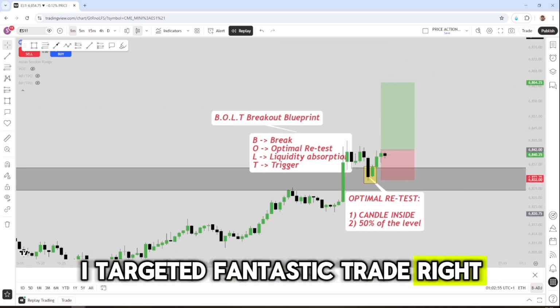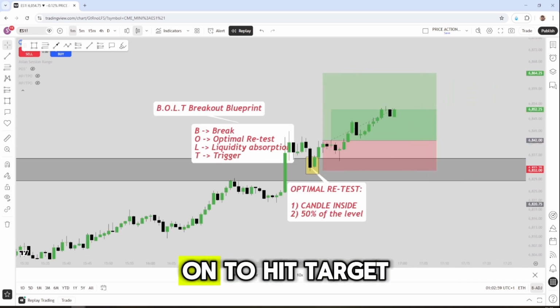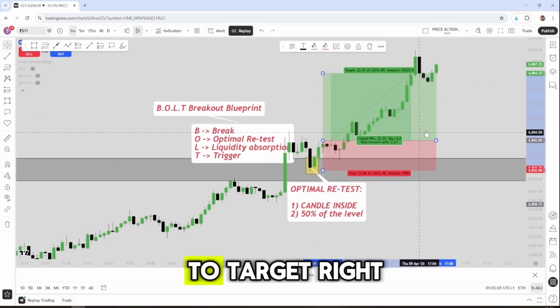Fantastic trade, right? Look at that. So there we go. Perfect trade. And I think we eventually went on to hit target. There we go. Flew to target, right?